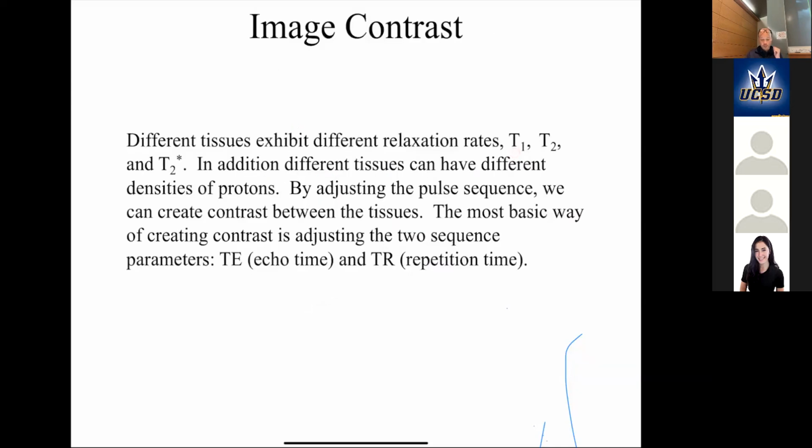All right? Okay, so now we're going to talk about how we actually take advantage of the fact that different tissues have different T1s, T2s, and T2 stars. We're going to talk about 3 different types of imaging: proton density weighted imaging, T1 weighted, and T2 weighted imaging. And the way we're going to do that, at least the most basic way we're going to talk about today, is we're going to adjust echo time and TR, or repetition time, okay? If you sit down to any MRI console in the world, you'll always see TE and TR are 2 of the things that you need to specify, okay?